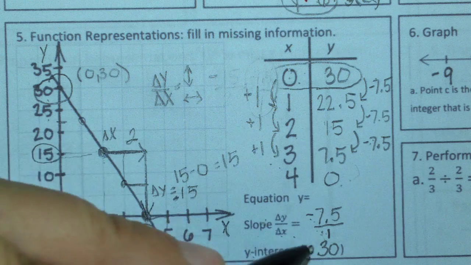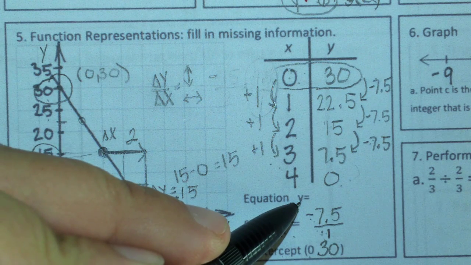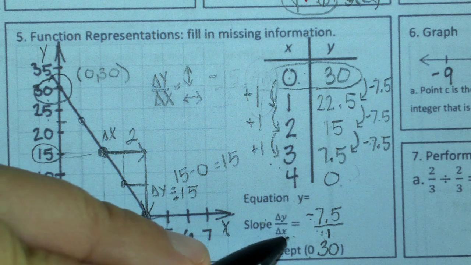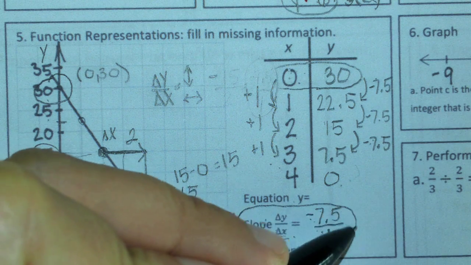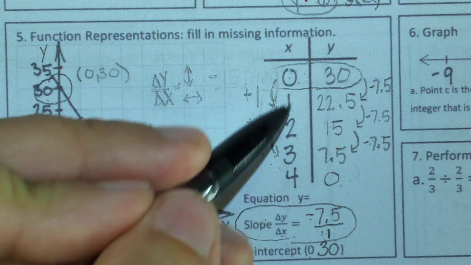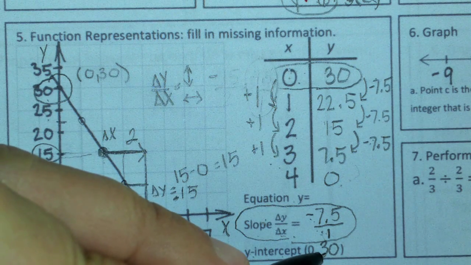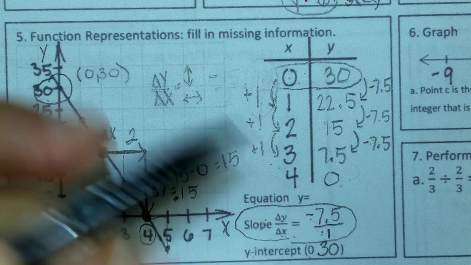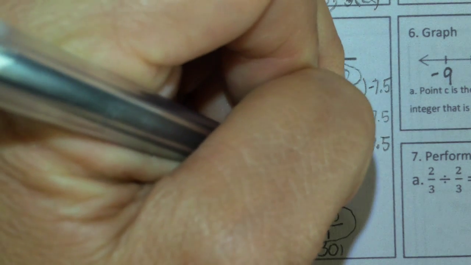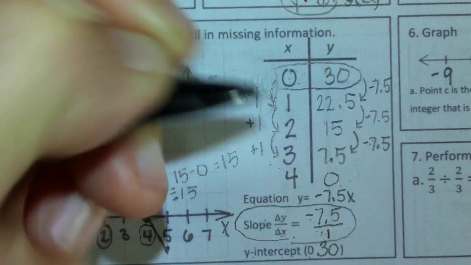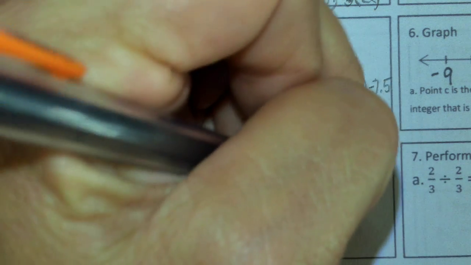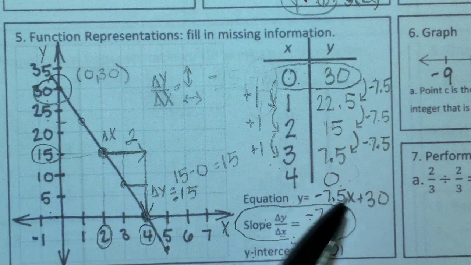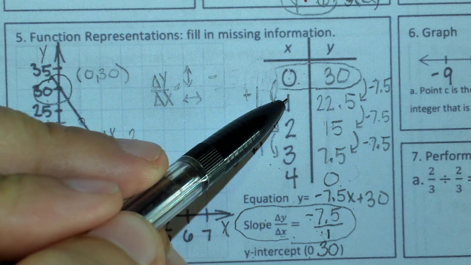So my equation is y equals my rate of change times x plus my y-intercept. My y equals my rate of change times my x values plus 30. That'll happen every single time. So y equals negative 7.5 times x plus 30. Remember, x is just a placeholder for you to put a value into.